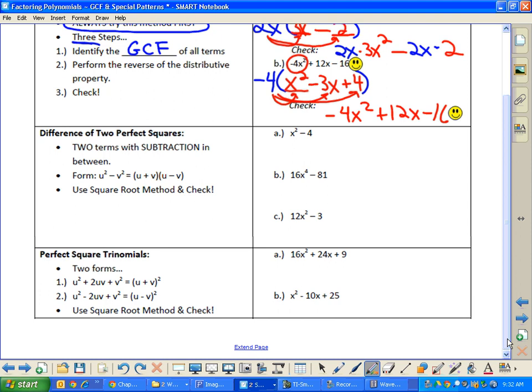We have 2 special patterns that are going to show up on a quiz that's probably coming at you on Monday already. I know, right? A quiz like all the time. The next pattern that you're going to see is what we call a difference of 2 perfect squares. Quick, difference in math class. What does that mean? Subtraction, yeah, so look at all of these problems here.